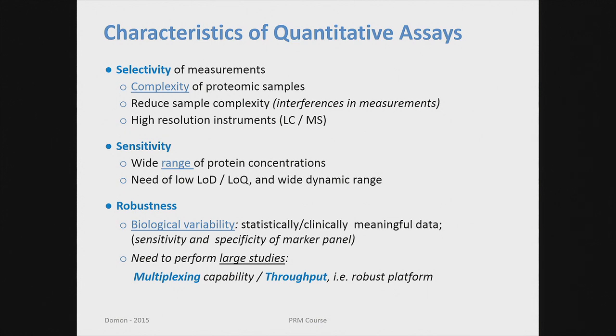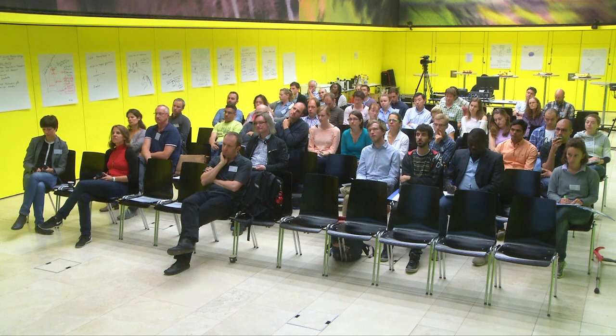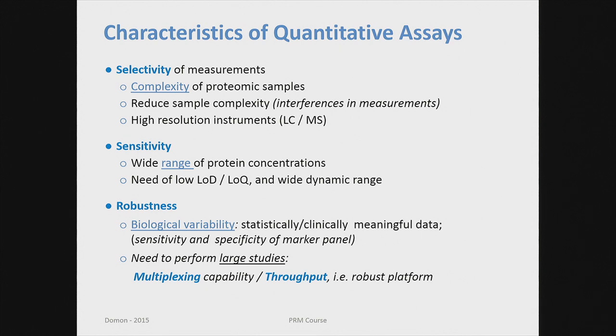You try to measure a larger number of samples, and you want to be able to reproduce your data. So first of all, you want multiplexing, which is measuring as many peptides as possible and quantifying them properly. And you need throughput, because if one experiment takes 1 day, measuring 100 samples would take a long time.